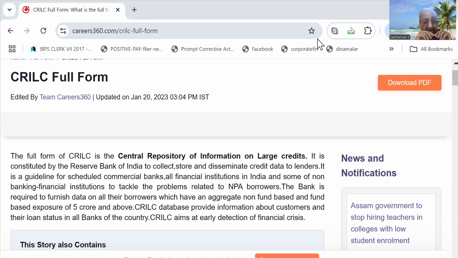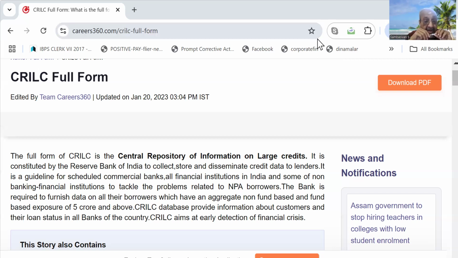CRILC. This question is asked for candidates appearing for the big institutional advances, corporate companies advances, handling people. For example, in scale 3 or scale 4.